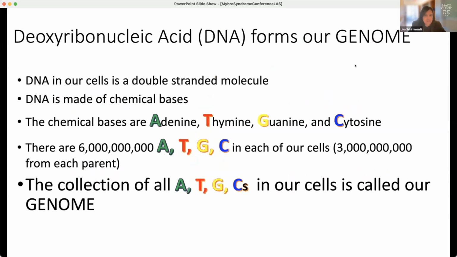The DNA that we have forms our genome. And DNA in our cells is a double-stranded molecule that I'll show you some pictures of. It's made of chemical bases. And these chemical bases are A, T, G, and C. There are 6 billion chemical bases in each of our cells. We get 3 billion from each parent. And the collection of all these chemical bases is called our genome.